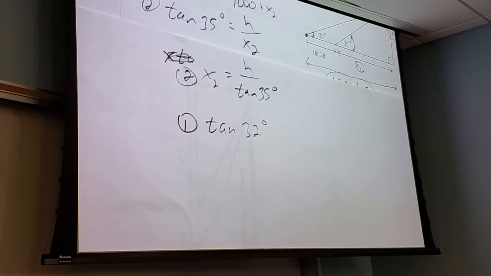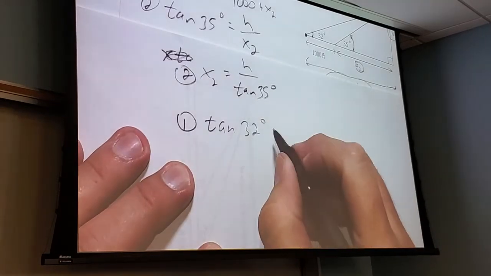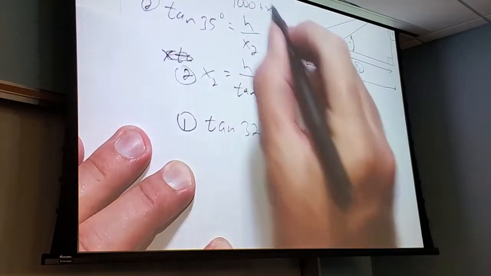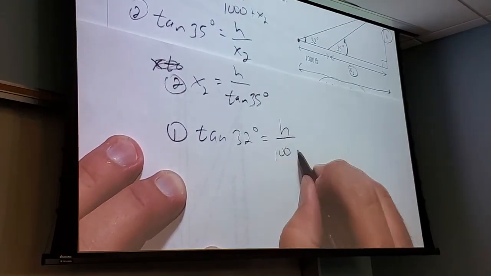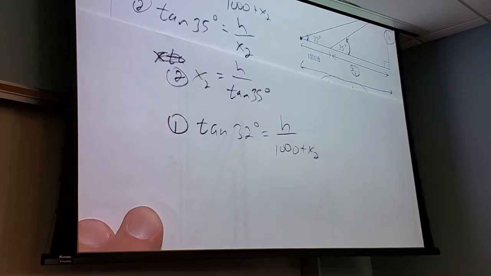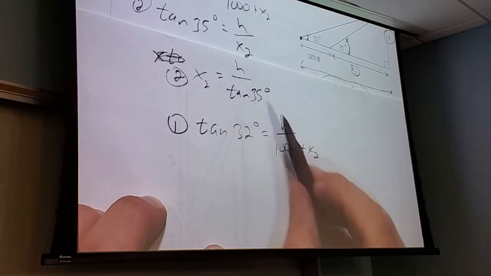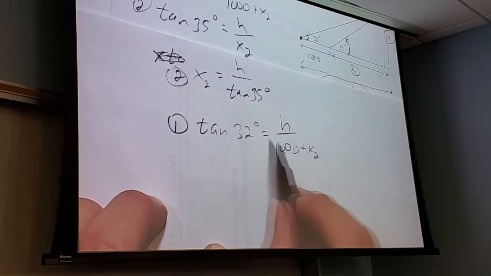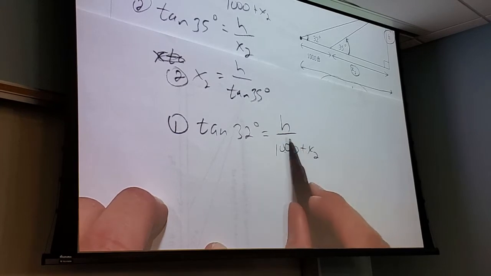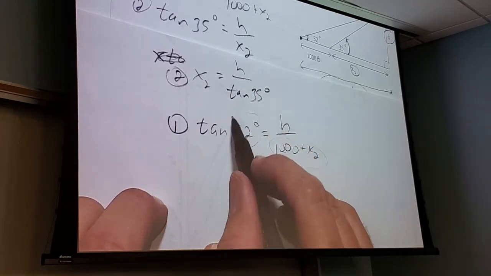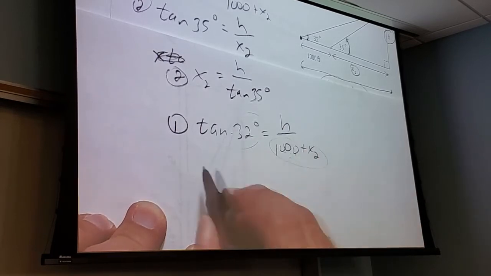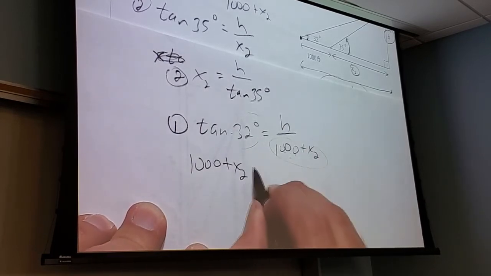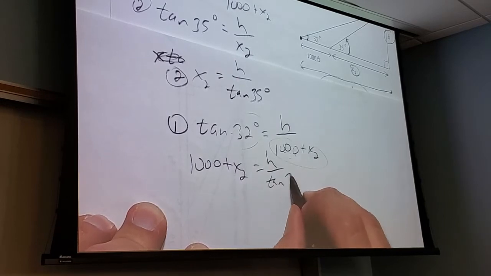All right, there we go. I want to look at this first one again, real quick. I want to make it a little bit better. It's a little sucky because it's got a fraction in it, right? So I want this to make sense. I'm going to do the same kind of thing. I'm going to swap these. Does everybody see why I'm allowed to do that? Because if I multiply this up, I can at the same time divide this down. So these just sort of switch places. So I get 1,000 plus x2 equals h over tangent 32.